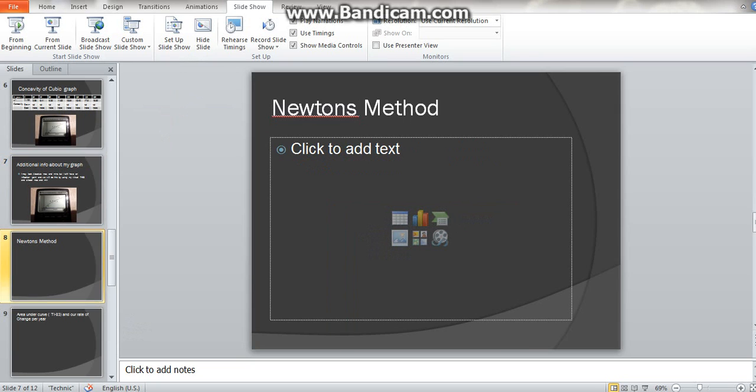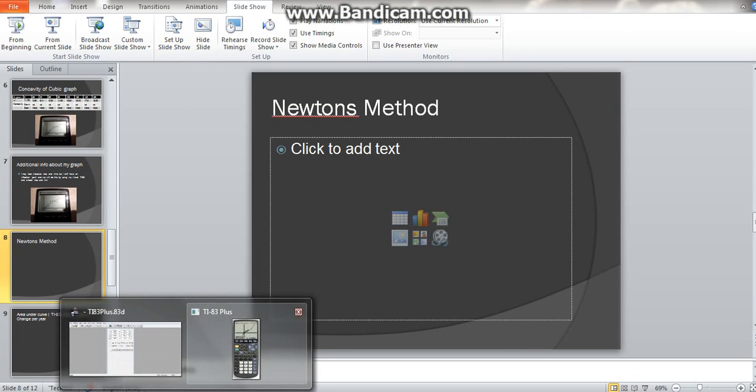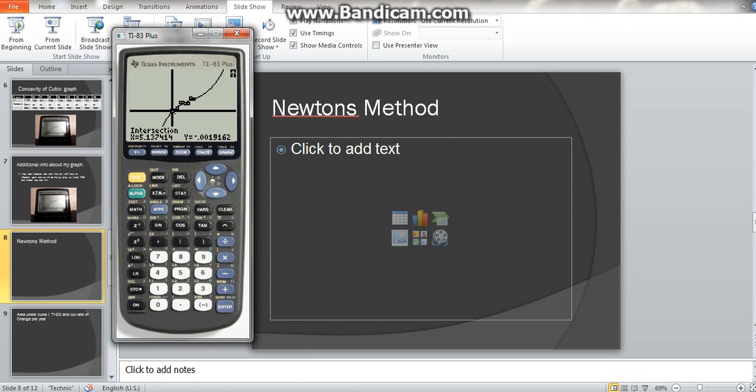Another way to do this is by using Newton's method. To do that, we're going to do second quit, clear that out. We're going to hit 0, store that as x, hit enter. Every time we put an x, x will be 0.